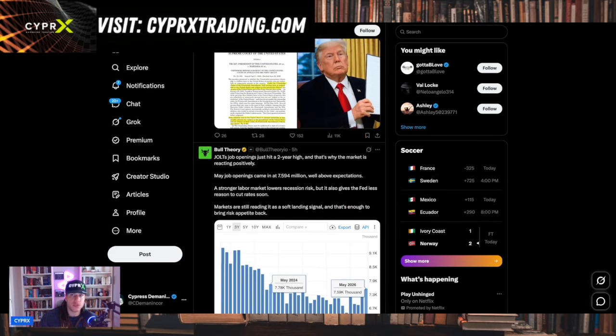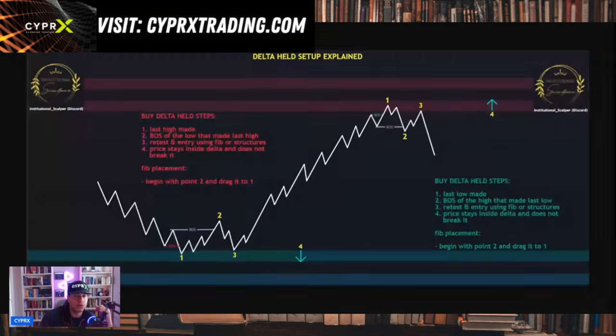All right. So, how could we have anticipated this information using the delta held formation that we go over inside the private CyperX Discord? So here is one of the screenshots that we look for in terms of pattern reaction from these dark pools and these deltas.